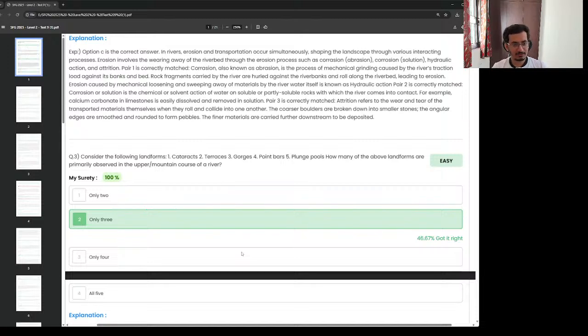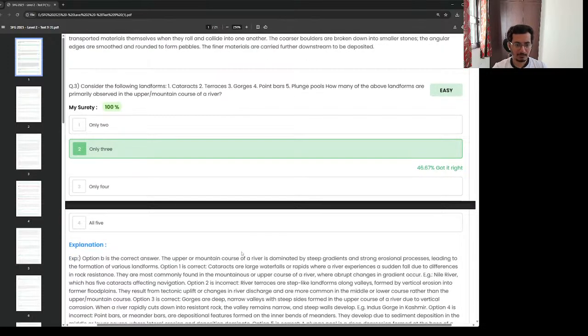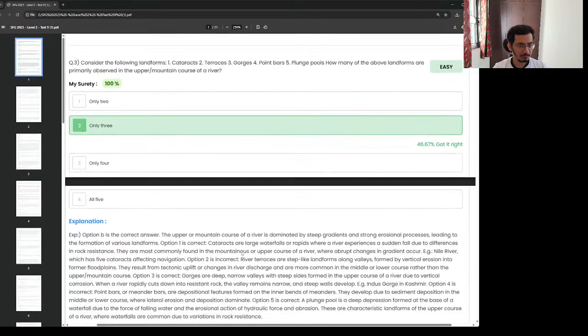Terraces, I think river terraces are found only in the lower stages because a terrace is formed by a lot of deposition. The upper course of rivers is dominated by option 1, which is correct. Cataracts are large waterfalls. Option 2 is incorrect because terraces are formed around valleys formed by vertical erosion into the form of floodplains. That makes sense. Third is correct. Gorges are deep and they are formed only in the upper course.